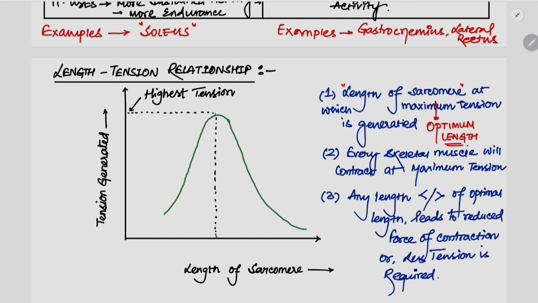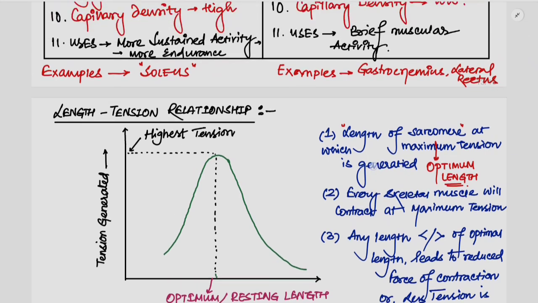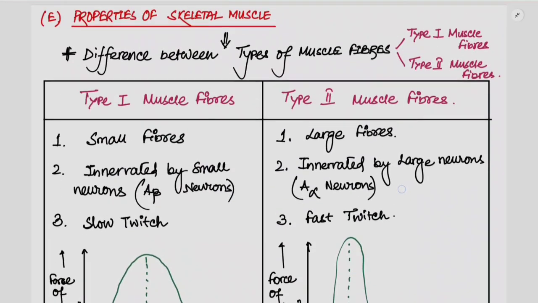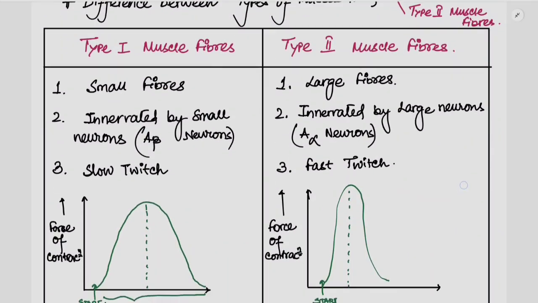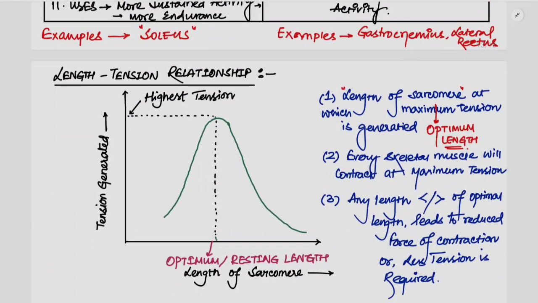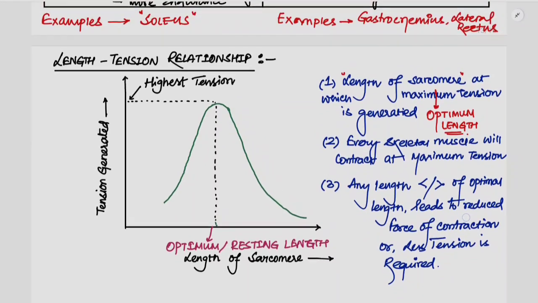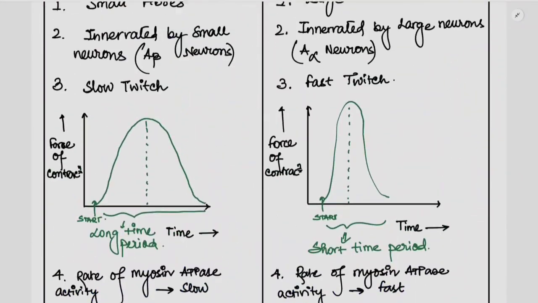So here it is the optimal or resting length of the sarcomere. So in this portion on the properties of the skeletal muscle, we discussed different muscle fibers like type 1 and type 2 muscle fibers, their properties, and a very important but slightly conceptual topic, the length tension relationship. So these are the important topics here.